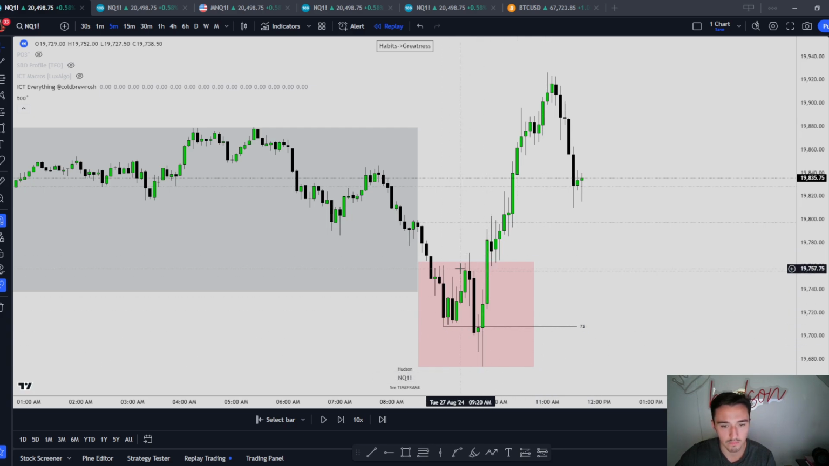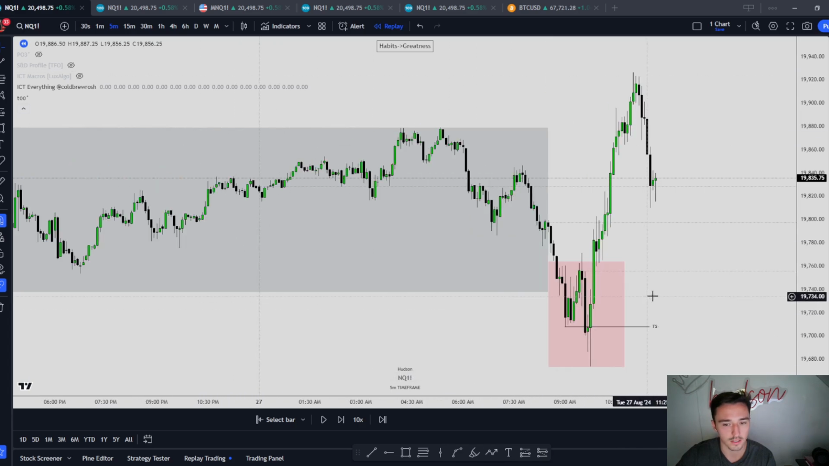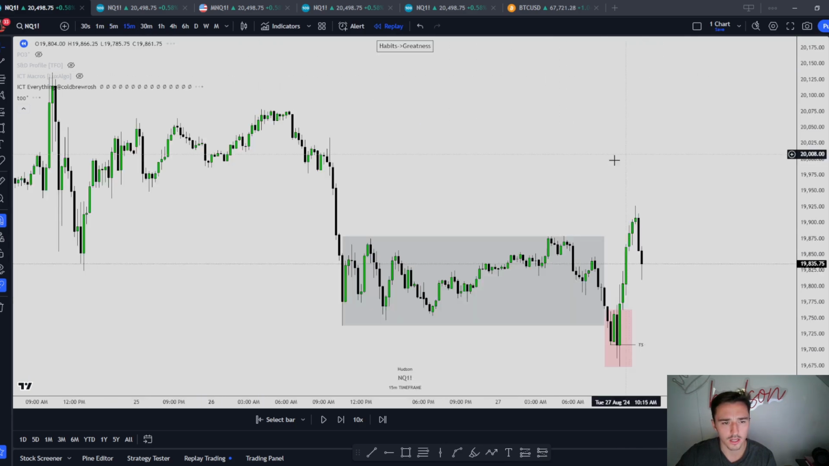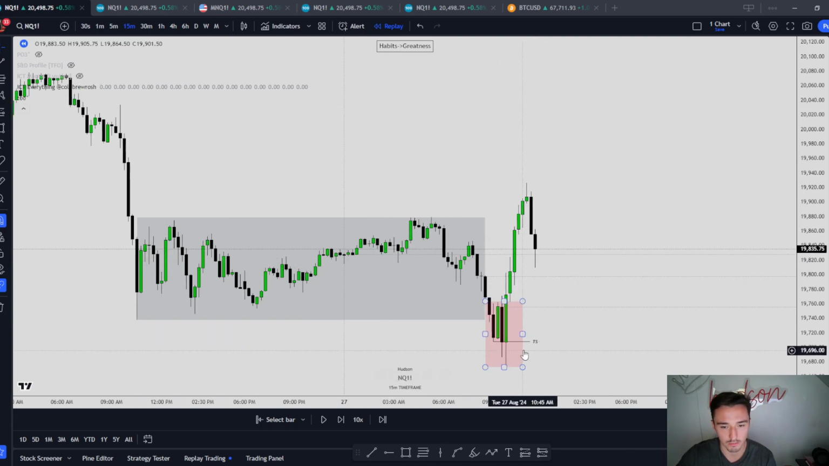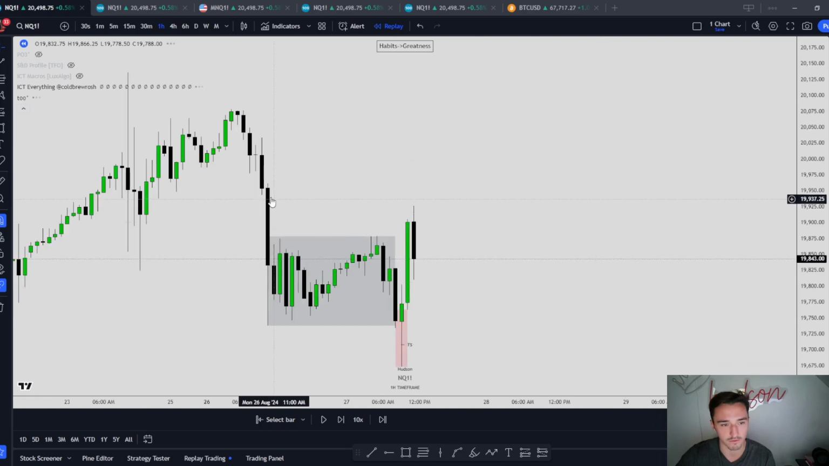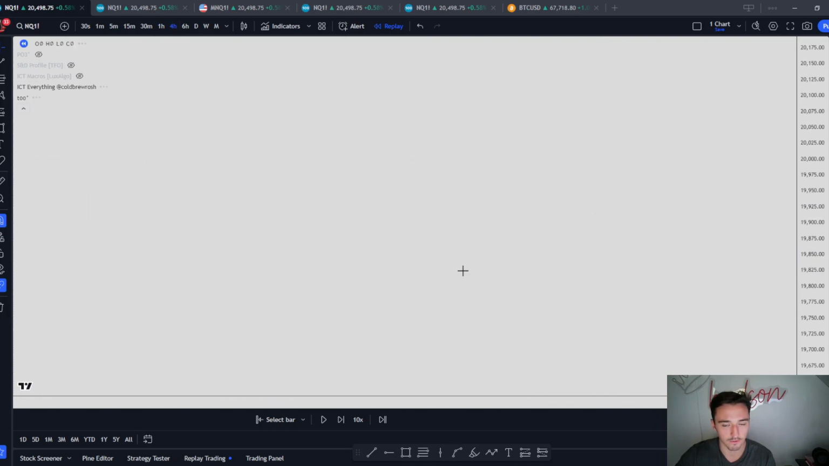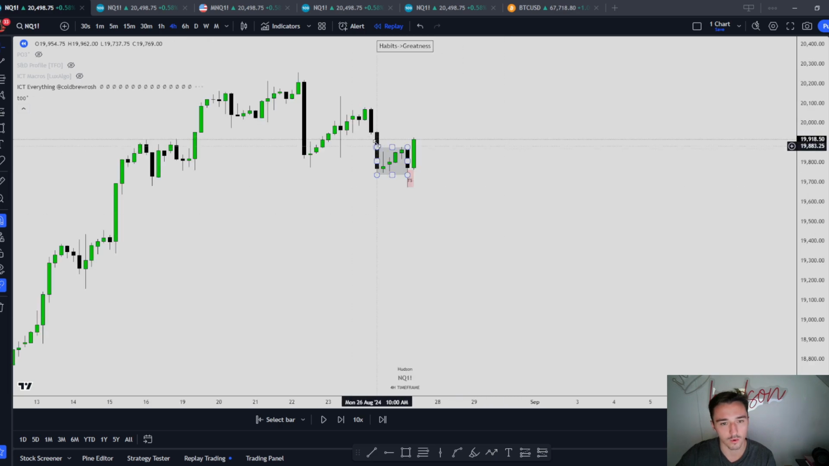Then we come up, breaker, then we distribute up to those relative equal highs, right? So we're not going to go over entries, we're just going over how to identify these AMD models, right? So right here, perfect example of an accumulation, manipulation into a distribution. This would become your higher time frame key level, right? It looks like a 1 hour, maybe even a 4 hour fair value gap, right? Right here's the 1 hour, now 4 hour, yep, 4 hour fair value gap.